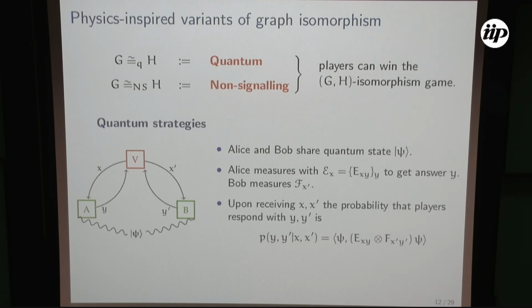Now if they play according to this strategy, then according to the Born rule, the probability that upon receiving vertices X and X prime, Alice and Bob respond with Y and Y prime is just given by this inner product. These are the two operators that Alice and Bob have applied.